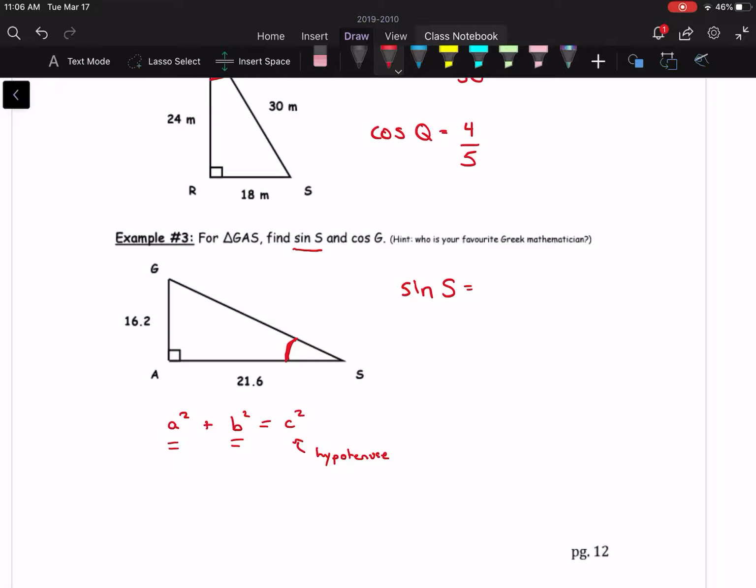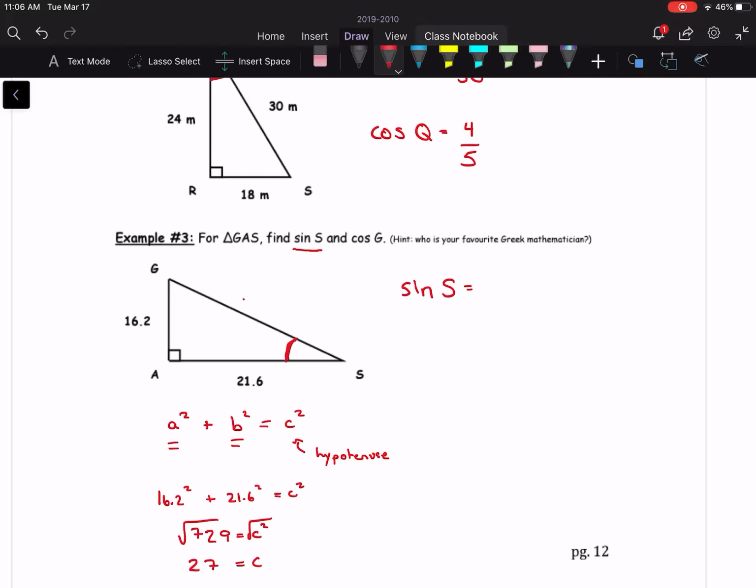In this case, I would put 16.2 squared plus 21.6 squared should equal my hypotenuse squared. And so 729 should be equal to the hypotenuse squared. I can square root both sides to find out what c would be. That turns out to be 27.